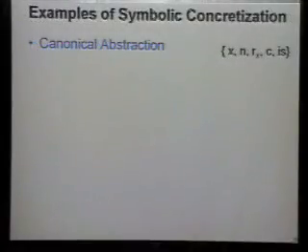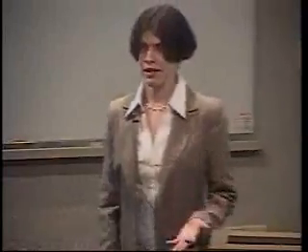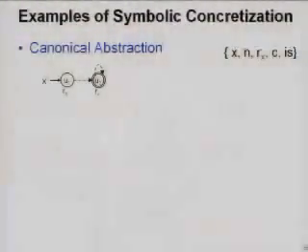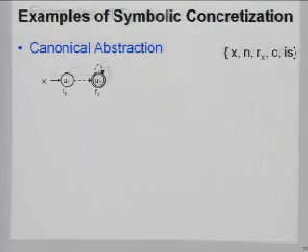Okay, so the third example of symbolic concretization is for canonical abstraction. I'm not assuming any knowledge of canonical abstraction. I know some are experts here, some are maybe less familiar. I'm going to use canonical abstraction as my running example, but I'll explain all I need for that example.